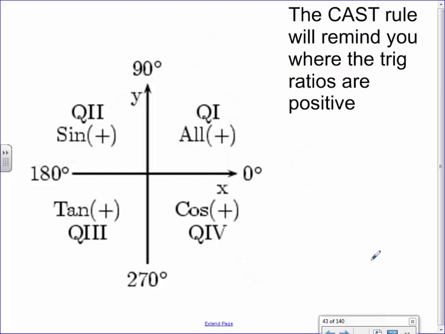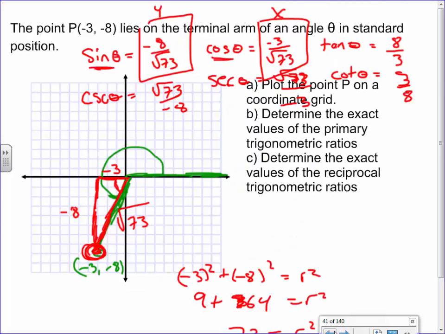Another thing you might find useful as we're building skills up to my whole point of this 3-lesson climax is to try to figure out where some of the ratios are positive and negative. You might have noticed that in this quadrant right here, sine was now a negative ratio and cosine was now a negative ratio. And the reason why they were negative numbers is because we're going backwards and we're going down.